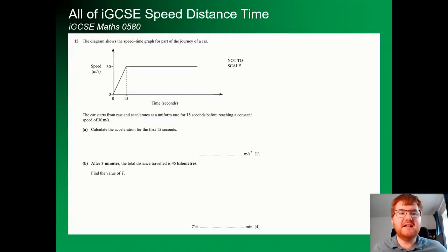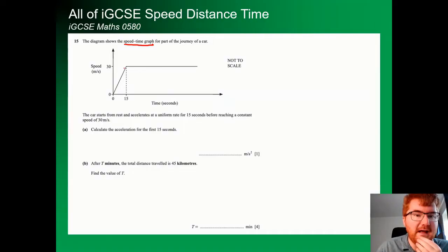Okay, on to our next question, which is a bit more difficult. So again, we have a speed-time graph, but I'm going to be highlighting or underlining that in the exam. And we have the graph here, which is kind of unfinished, but we'll talk about that. The car starts at rest, so 0, 0, and accelerates at a uniform rate. And in the IGCSE, it'll always be uniform for 15 seconds before reaching a constant speed of 30 meters per second. So again, that 1 mark question, which is very, very typical: calculate the acceleration for the first 15 seconds.